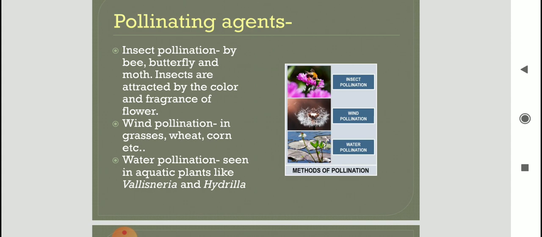Okay, so if a plant is insect pollinated, you will observe that such plants have very showy flowers. Flowers are quite attractive, brightly colored, and they have good fragrance. Wind pollination is seen in grasses, wheat, corn, etc. These plants do not have showy flowers because the pollinating agent in this case is wind. The pollens are blown away by wind. Water pollination is very easy to understand: the plants that are aquatic will have water as the pollinating agent. Examples are Vallisneria and Hydrilla.